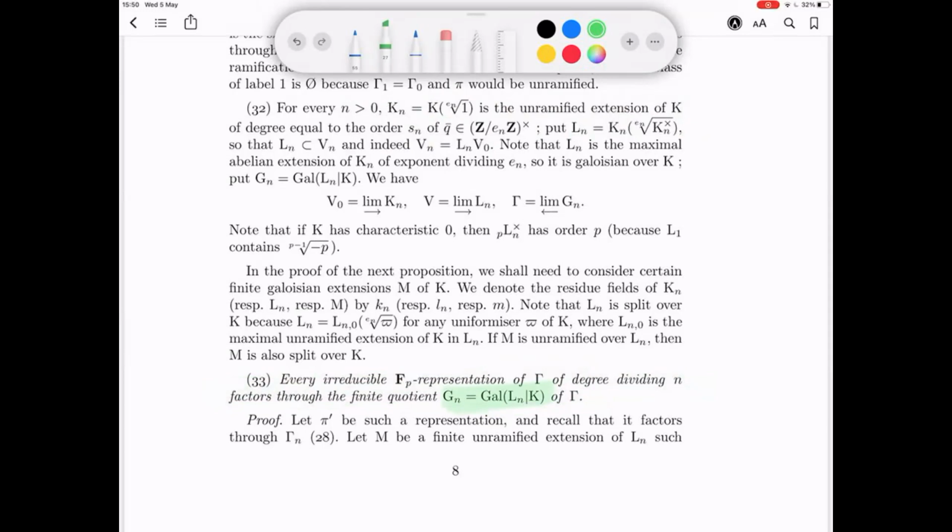Because it is a quotient, the Galois group of Kn over K. So it's a cyclic group of order Sn, and Sn is the order of Q bar in this, right? And the kernel of this quotient map is just the Galois group of Ln over Kn, right? And that is easy because that's Kn star modulo Kn star to the power En. So it's a very concrete kind of a thing.